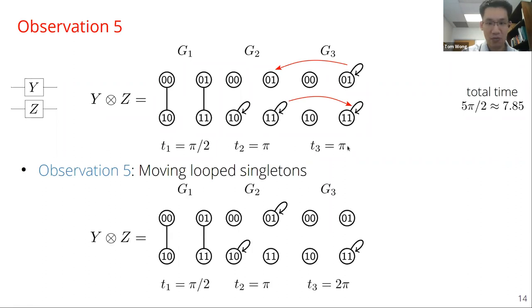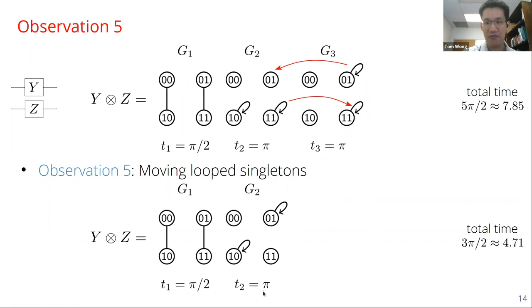So what we would get is this graph. You see how the net result is that this self-loop at 1, 1, instead of evolving by time pi here and time pi here, just evolves for time 2 pi here. And we move this evolution for time pi over here. Once we have this, we can use the observation that this graph here has period 2 pi, which means this graph does nothing at all. So we can just drop that graph. If we drop that graph, we just get two graphs, and the total evolution time is now 3 pi over 2, which is 4.71. So we've reduced the number of graphs by a third, and this is 40% faster, 40% less evolution time.